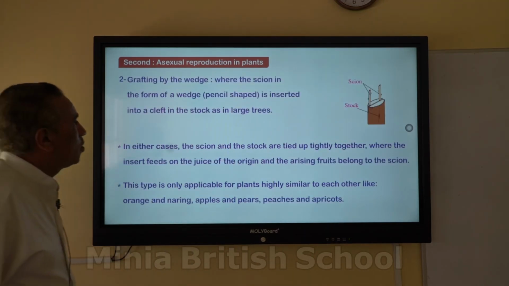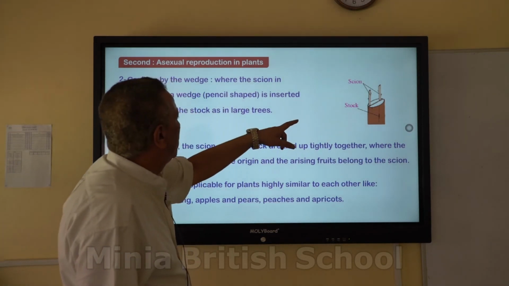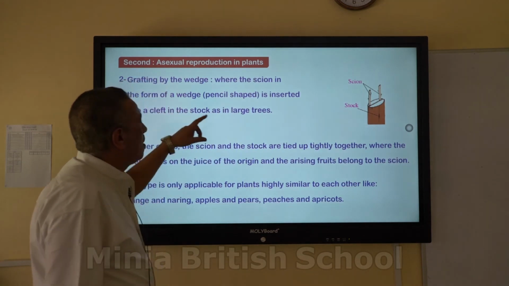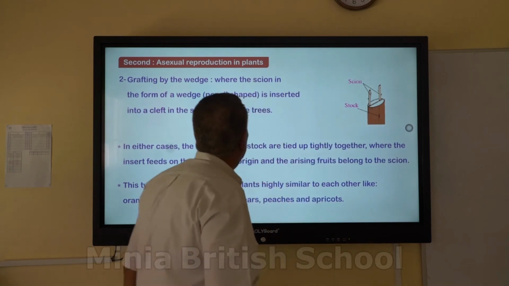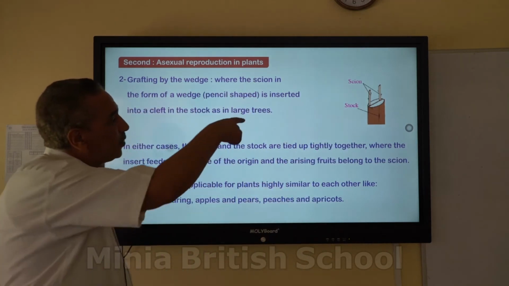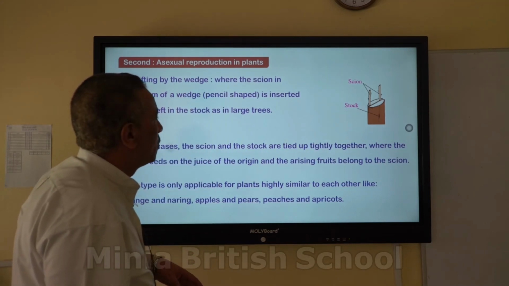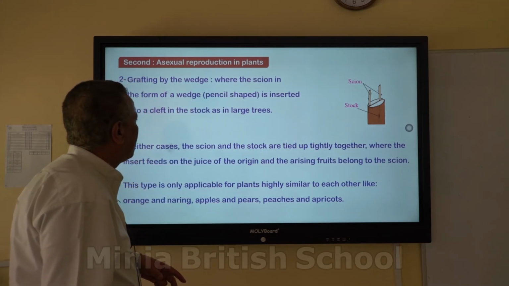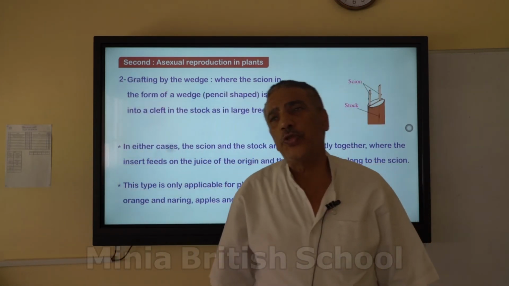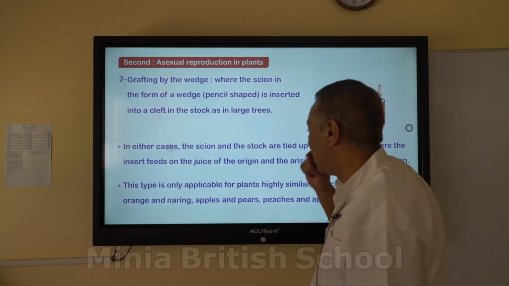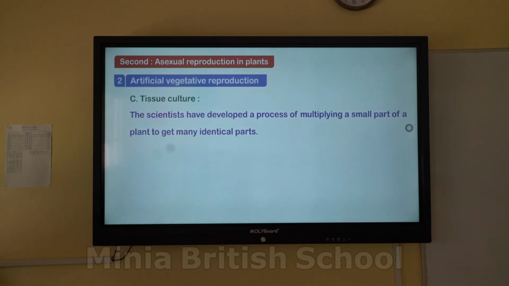Or grafting by wedge. In the case of the wedge, the scion will be pencil-shaped, and this one will be inserted into a cleft in the stock. This takes place in the case of large trees. Okay, these are the different methods of grafting.